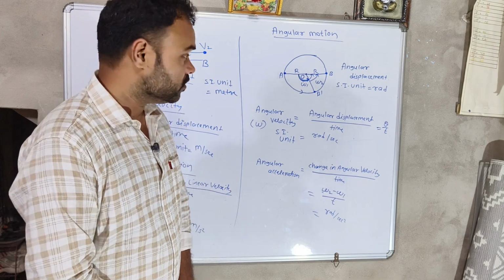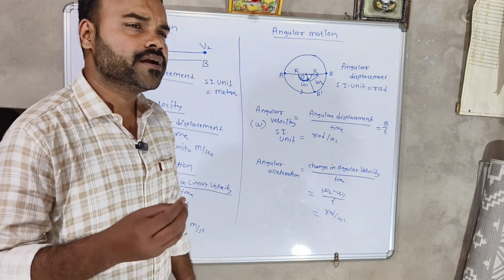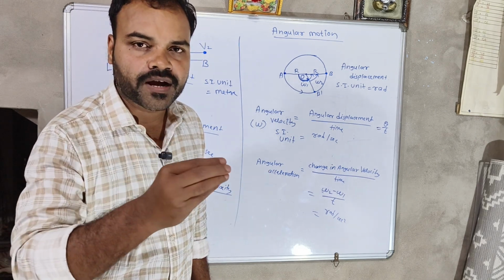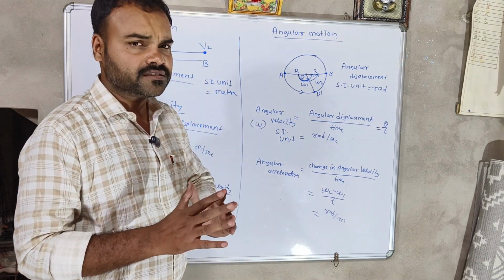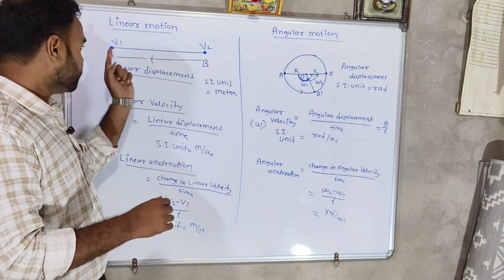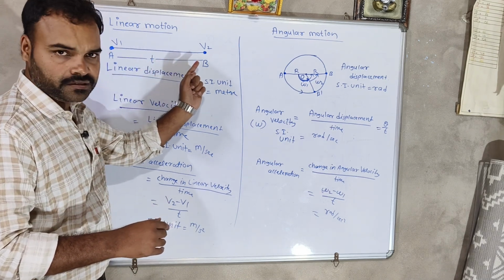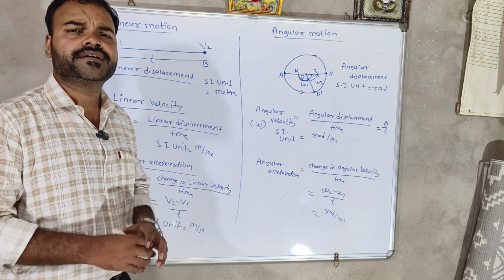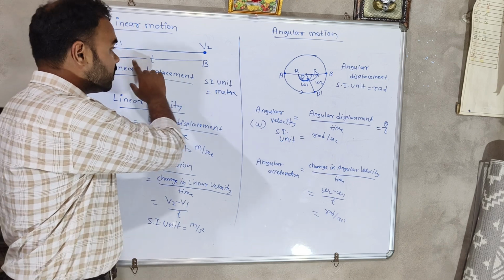So, what is linear motion? Any particle moving along a straight line path is known as linear motion. Understand? I will explain here. Suppose a particle is at position A, and after some time t, it goes to position B. This motion is called linear motion, because the particle travels along a straight line path.